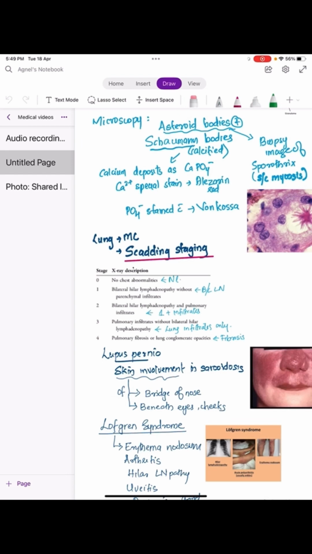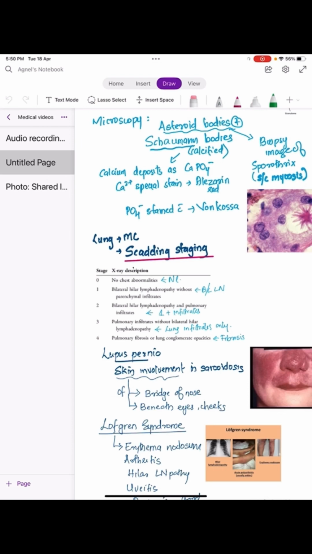According to that, stage 0 means the lung is normal or there are no chest abnormalities. In stage 1, there is bilateral hilar lymphadenopathy without parenchymal infiltrates. In stage 2, there is stage 1 plus pulmonary infiltrates. In stage 3, there are only lung infiltrates, and in stage 4, there is pulmonary fibrosis.